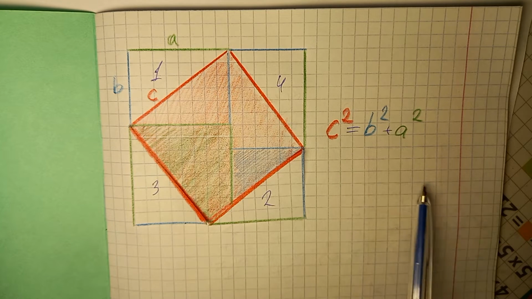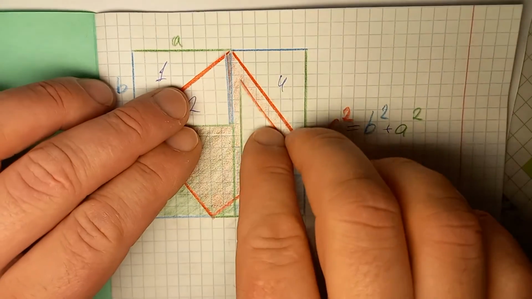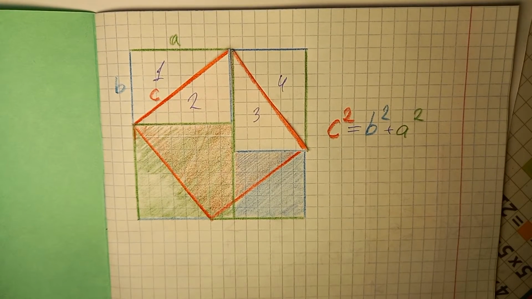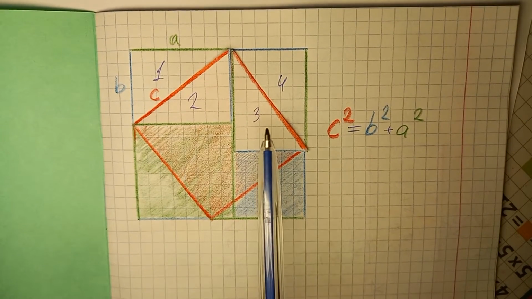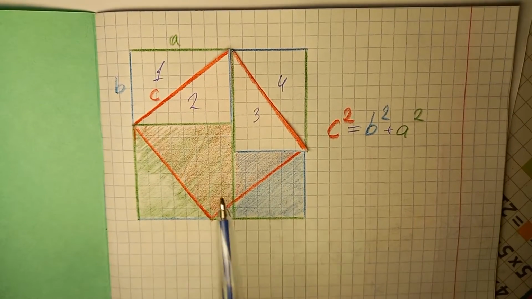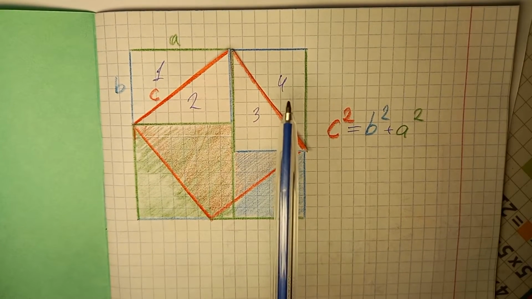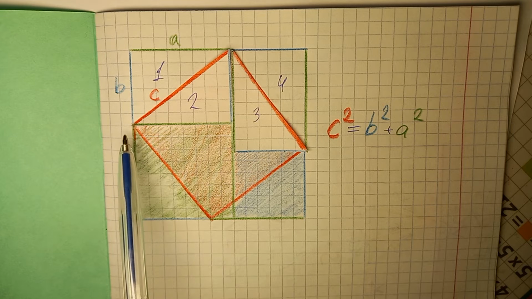Now we rearrange this picture like this. So we have the same big square stuffed with the same four triangles. 1, 2, 3, 4. And two squares with areas B squared, okay, and A squared.